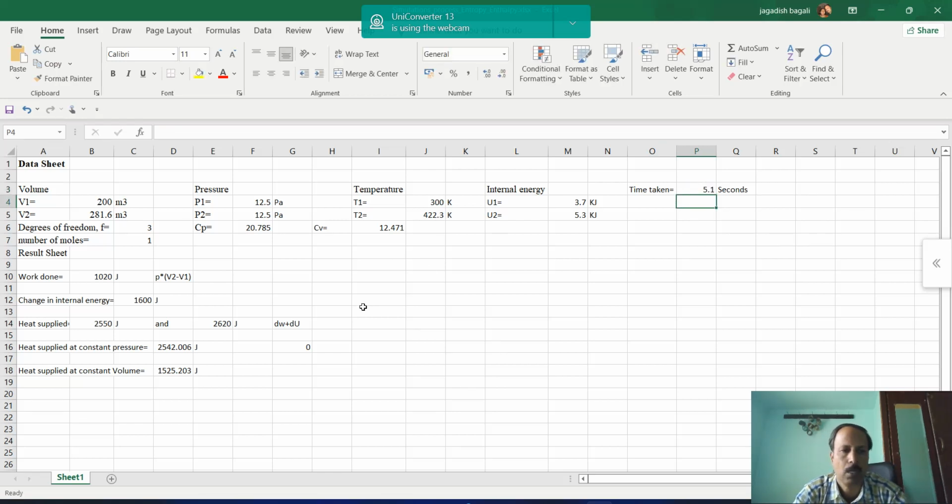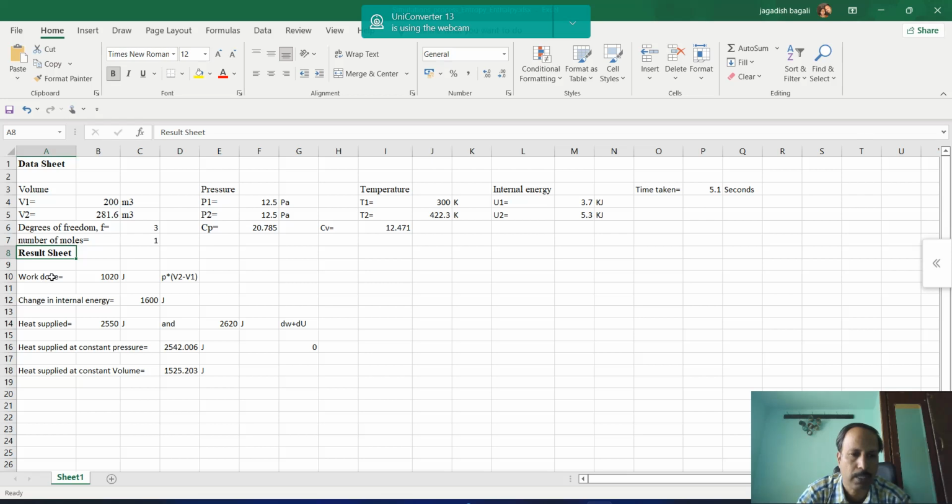Okay. Now let us analyze the results. What is the work done? Work done is 1020 joules. I have calculated this value using this formula. Then change in internal energy is 1600 joules. Heat supplied is 2550 joules. And then heat supplied at constant pressure is 2542.006 joules. Heat supplied at constant volume is 1525.203 joules.